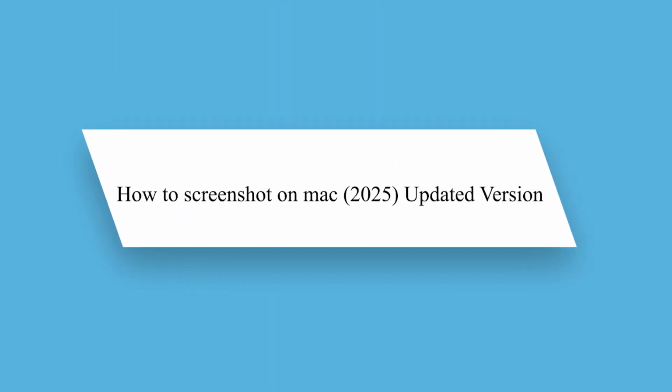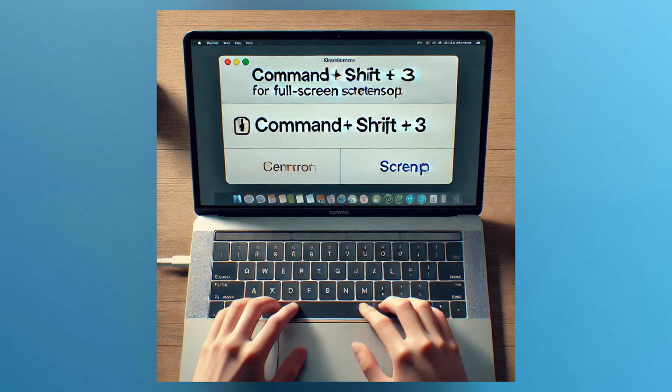Today I will show you how to take a screenshot on Mac in 2025. So, to take a screenshot on Mac in 2025, follow these updated methods. The number one method is full screen screenshot. Press Command plus Shift plus 3 on your keyboard and the screenshot will be saved to your desktop or your chosen location. It is that simple.